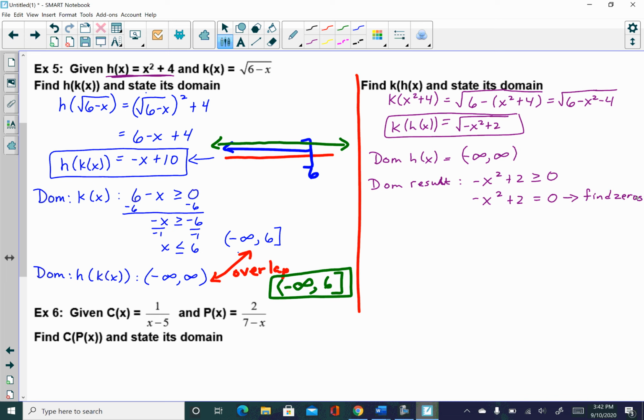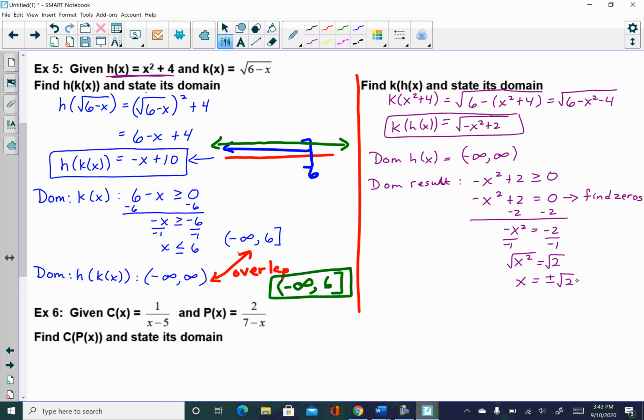And from there, this is fairly straightforward. We'll just subtract 2 from both sides. So negative x squared equals negative 2. Divide by negative 1. So x squared equals positive 2. Then to get x all by itself, take the square root. So then we find out, well, x equals plus or minus the square root of 2.